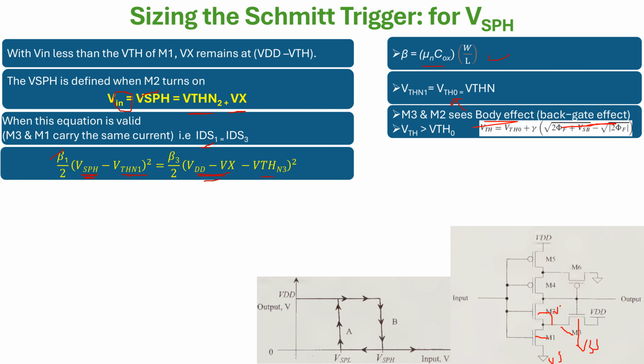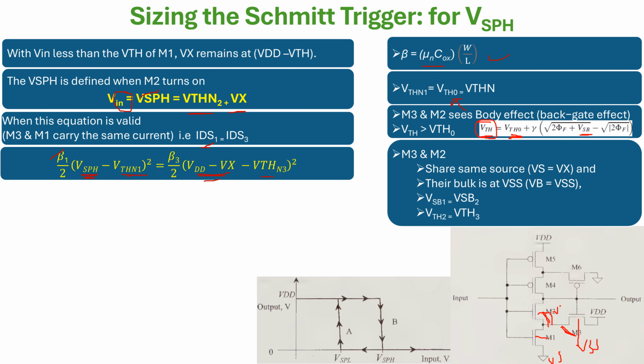What is the formula which defines it? It is this formula. See this equation. So it's very clear now. This VTH is a function of the body voltage, the source to bulk voltage. Since here the source to bulk voltage is bigger, I expect VTH to be bigger than VTH naught.